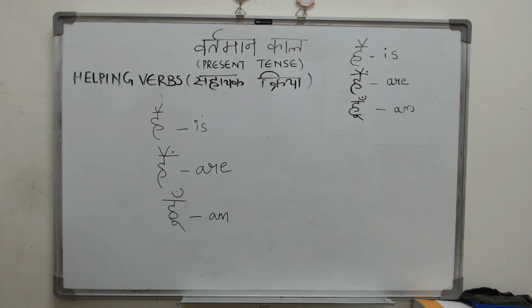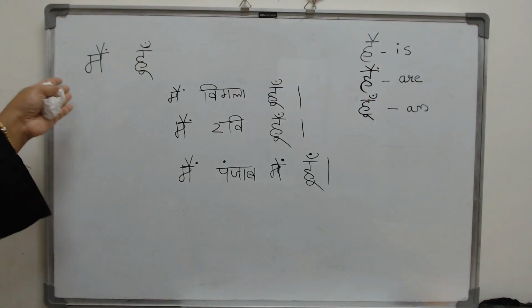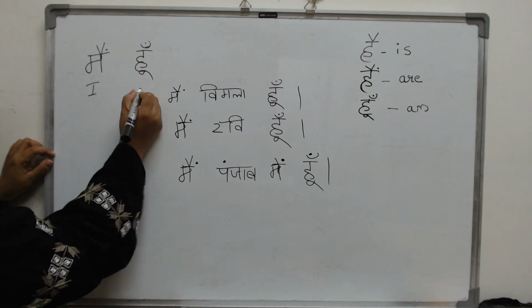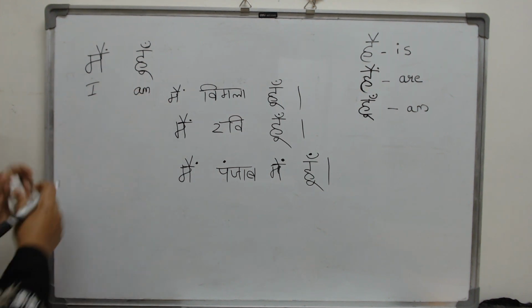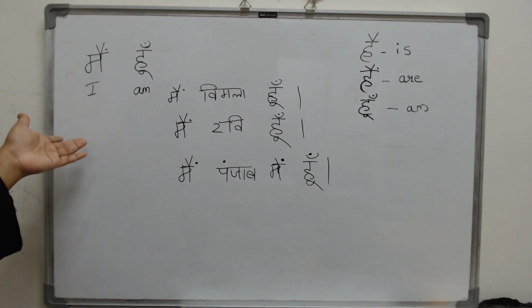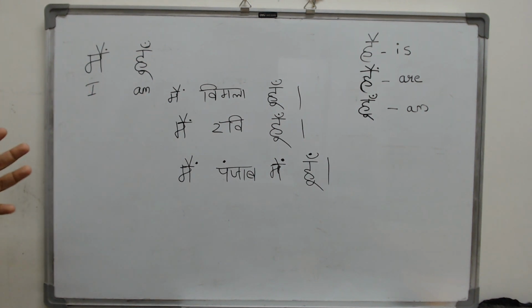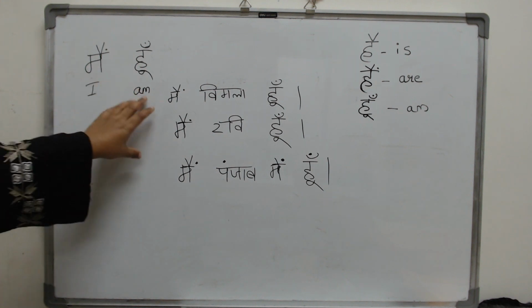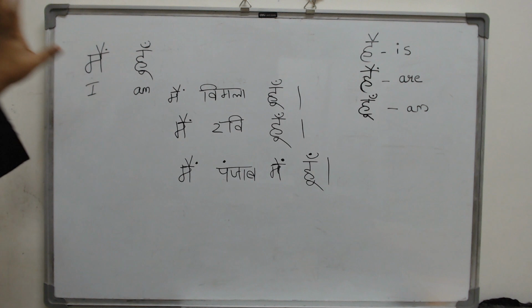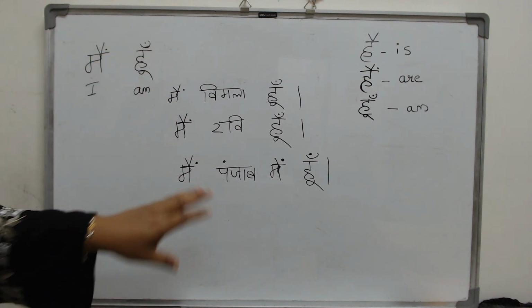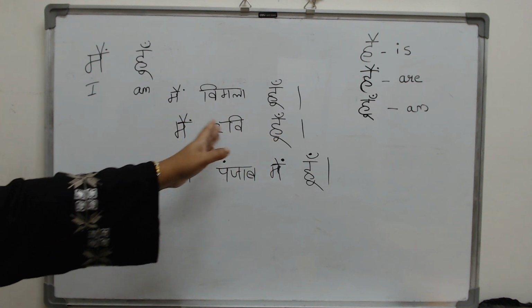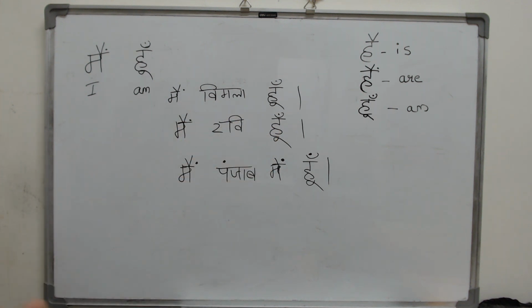Now let's go for some rules and exceptions. We start with our first set of examples. Main, which means I. Hoon, which means am. Can you think of any other subject which can come with am? We am hungry, or the bird am thirsty? No. Am comes only with I. That means hoon comes only with main. So you see these examples, each one is a rule here. Main Vimla hoon, main Ravi hoon. I am Vimla, I am Ravi.